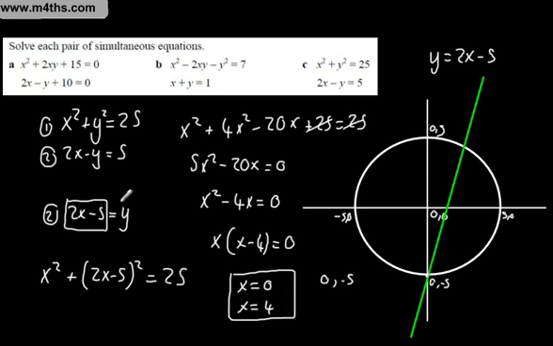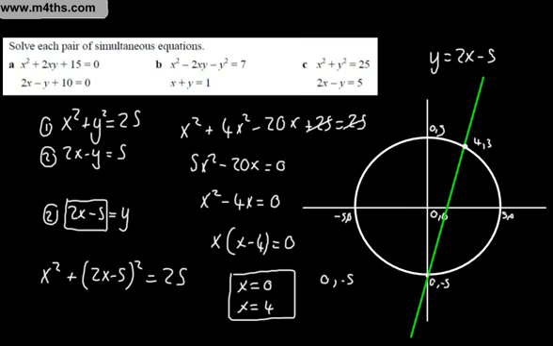And when x is 4, putting it back into the linear, we're going to get 4 times 2, which is 8, minus y is equal to 5. So this point right here, and again, it's not entirely accurate, but that point right there is 4, 3. Okay? So there we go, 4, 3.